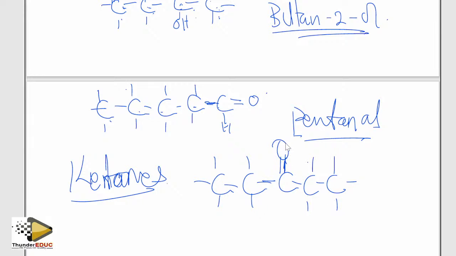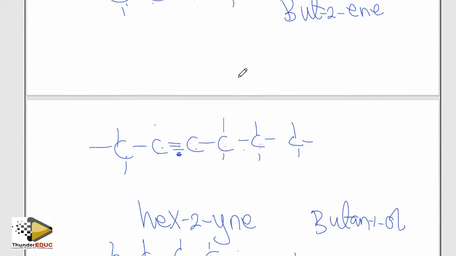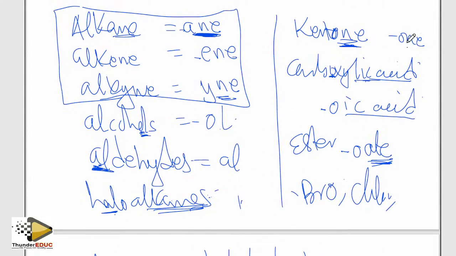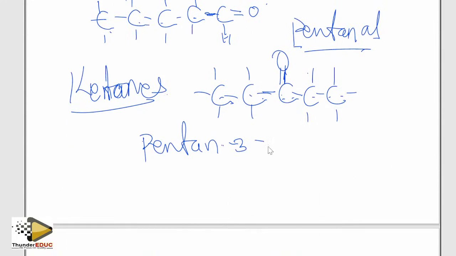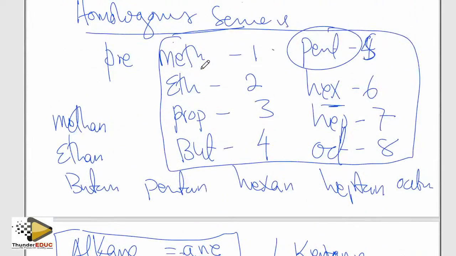So this oxygen is a double bond. In this case, I'll say 1, 2, 3, 4, 5. So it's going to be 5. Therefore, I'll say pentan. But now the functional group is on carbon atom number 1, 2, 3. So it's on carbon atom number 3. Therefore, I will say 3. And then I add the suffix for ketones, which is one. So it's going to be pentan-3-one. That's how we name the ketones.